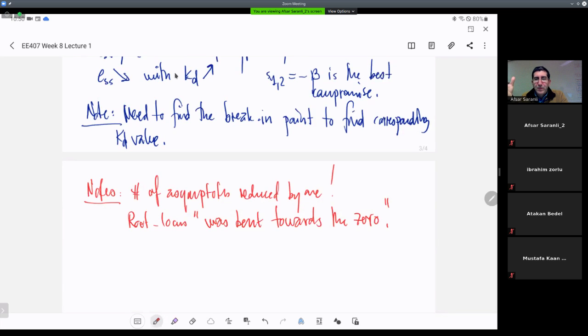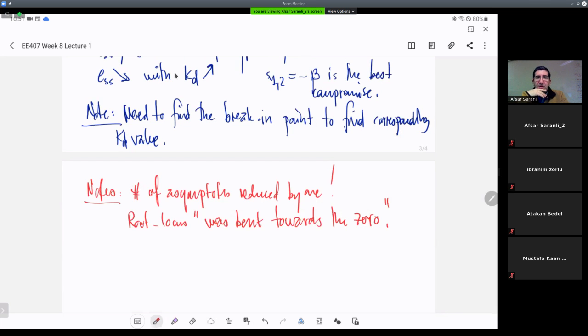When the number of asymptotes are reduced and you have a zero introduced, that zero actually pulls one of the branches towards it. And in fact, both of the branches right now actually went towards the zero. In a sense, it was bent towards the zero. A combined effect of reduced asymptote number as well as the presence of the zero.